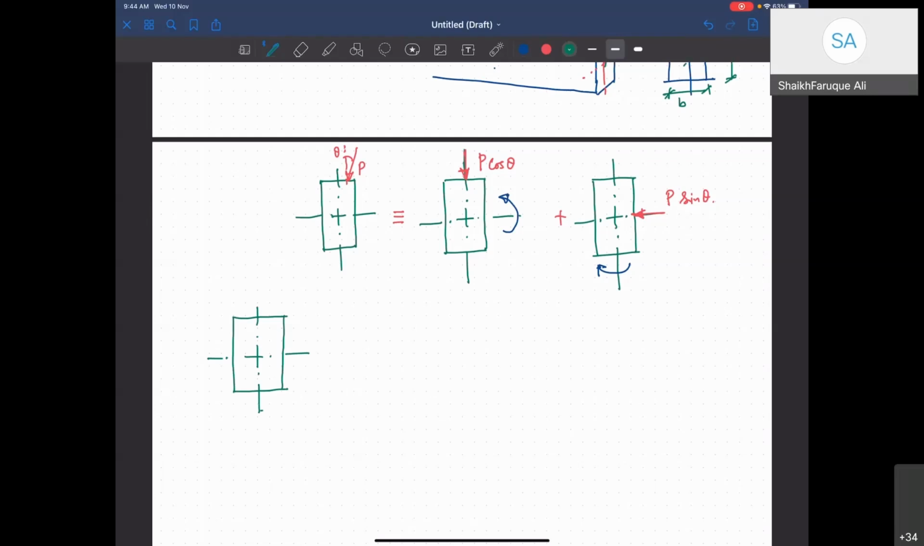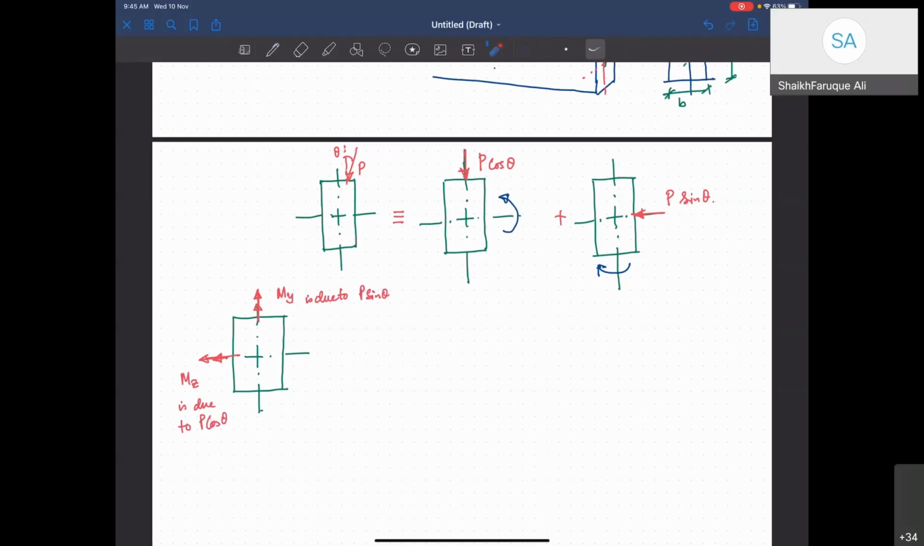This is P cos theta. This is P sin theta. And let's say those are my X and Y axis. So I can write this way. There will be one moment acting in this direction like this. The other moment will be acting in this direction like this, right? This is called Mz. This is called My. Mz is due to P sin theta, and My is due to P cos theta. Is that clear? This should be clear to you.